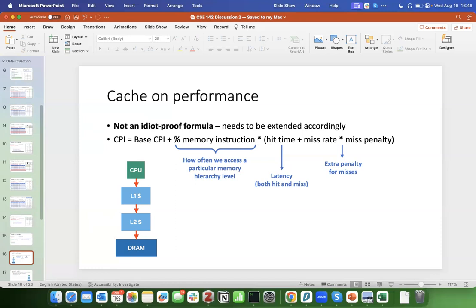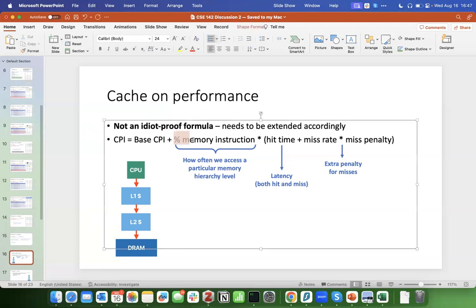Right, and we are actually using this formula in lecture. The kind of equations and numbers we have seen in the lecture slides are based on this formula, right? So CPI consists of base CPI and also memory CPI, the actual penalty for memory access. So what I want to figure out is how long does it take to access memory? And that depends on how many memory instructions I have, right? If I have 0%, then there's no penalty for memory access. There's no memory access at all. But if there's 20%, I need to figure out, well, for each memory access, how long does it take?